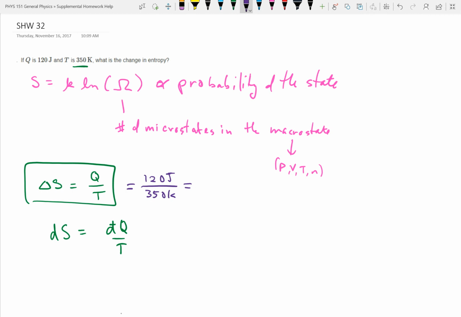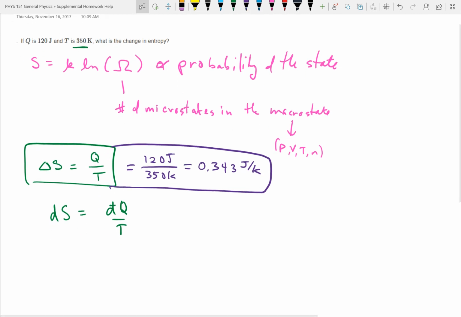Now, last thing to note on this, the units, joules over kelvins. A joule over Kelvin is the unit for entropy. And I'm just going to cheat. Their answer is 0.343. Because there's no way this is wrong. It's too simple. And of course, you can see that it's going to be real close to 1/3. If it was 12 over 360, it'd be 0.3333. So we know that's got to be right. So that was pretty simple.